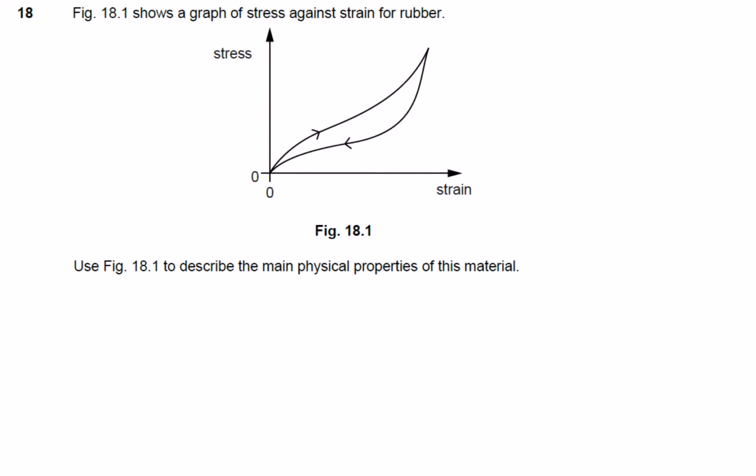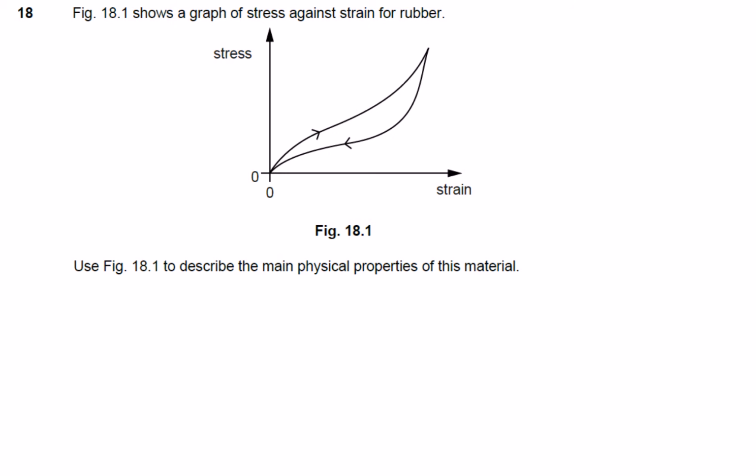Question 18 then gives us a graph of stress against strain, and we've got to use this to describe the main physical properties of this material. Okay, for a start, if we read the question, it already tells us that this is for rubber, so you're not going to get a mark for telling me that it's made from rubber, because it's already there in the question. So, it's a description, so let's have a little look at what this is telling us.